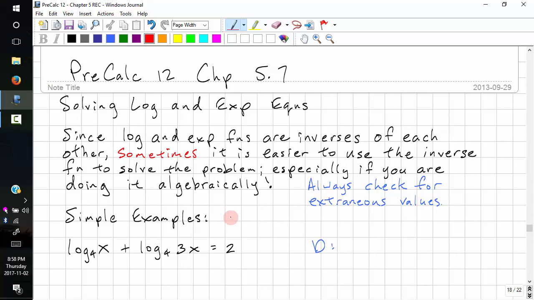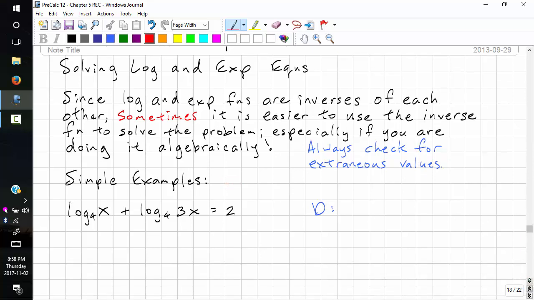Let's look at some simple examples. Log base 4 of x plus log base 4 of 3x equals 2. Let's use the log laws here. Since we're adding, that means we're multiplying the parameters. Log base 4 of 3x squared equals log base 4 of 4 to the power of 2.